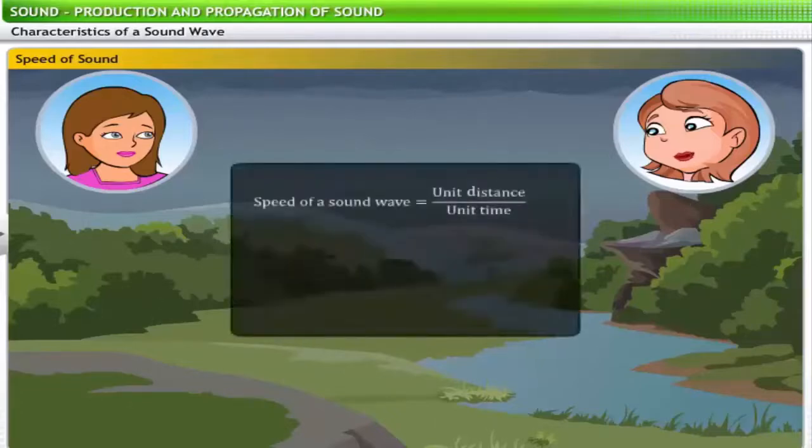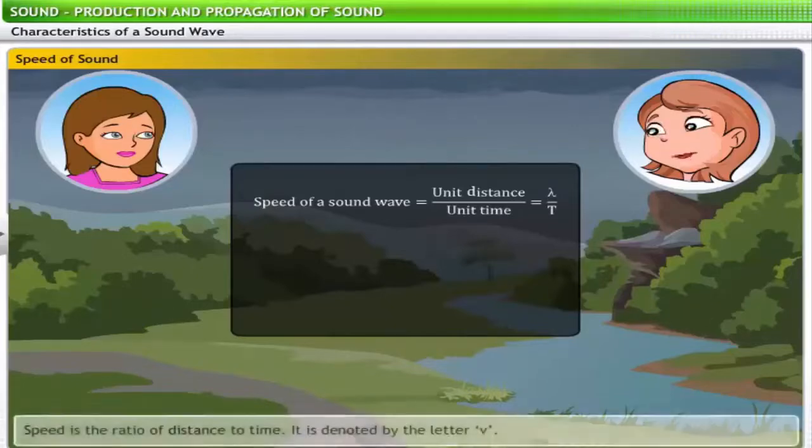Speed is the ratio of unit distance to unit time. For a sound wave, the unit distance is its wavelength, lambda, and the unit time is the time period T. Therefore, the speed of a sound wave is the ratio of its wavelength to its time period. It is denoted by the alphabet v.